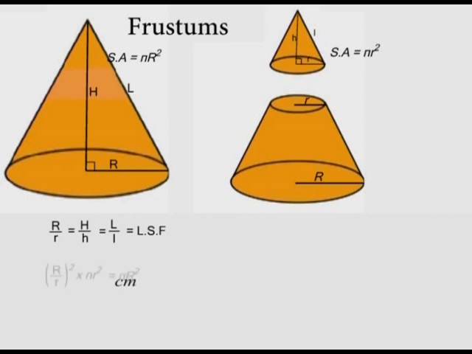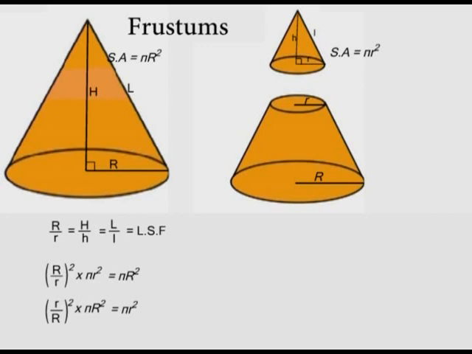So R capital over r small, squared, times the area of the small cone is equal to the area of the large cone, or r small over R capital, squared, times the area of the larger cone will give us the area of the smaller cone. The same will follow for slant height. I'm using the curved surface area only because the cone may or may not be closed at the base. If closed, we calculate the area of the circle separately.